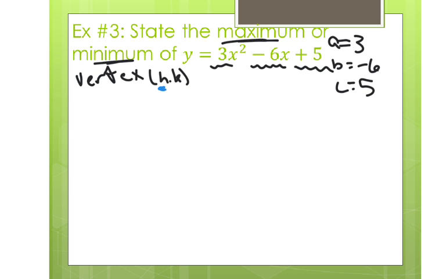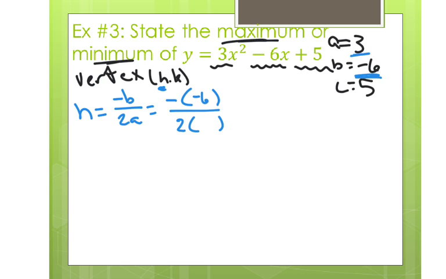So we're going to find h first. That formula is negative b over 2a. So negative, and then our b value was negative 6, over 2 times a, our a value is 3. So in the numerator, a negative times a negative 6 makes that positive 6. The denominator, 2 times 3 is positive 6 as well. 6 divided by 6 is 1.